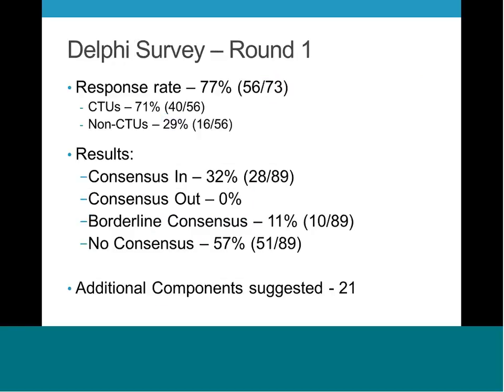So for round 1 of the Delphi survey, we achieved a response rate of 77%, where 71% of them were CTU responders and 29% were non-CTU responders. The results demonstrated at the end of round 1 we had consensus in on 32% of the components, borderline consensus on 11%, and no consensus on 57% of the components. At the end of round 1, 21 additional components which were suggested were included after removing duplicates.